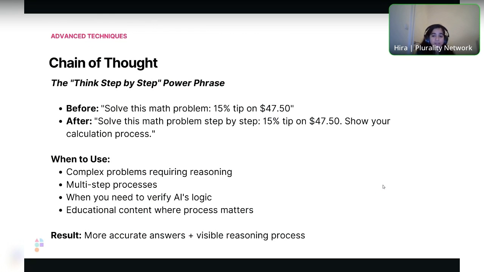The other advanced technique is chain of thought. Chain of thought technique is just think of it as a think step-by-step power phrase. So for example, let's say you're solving a mathematical problem. If you say 15% tip on 4750, it's just going to give you the answer. But if you say solve this math problem step by step or think step by step, then it's going to show the entire step by step operations of what it's doing behind the scenes. This is one example.